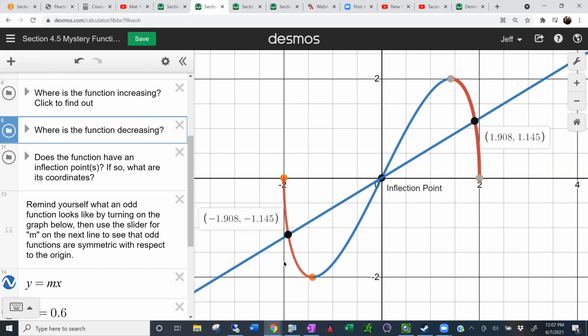Any wrap-ups on this? Any other comments, thoughts, or anything else? All right, I think that's it for this section. So we'll stop here.